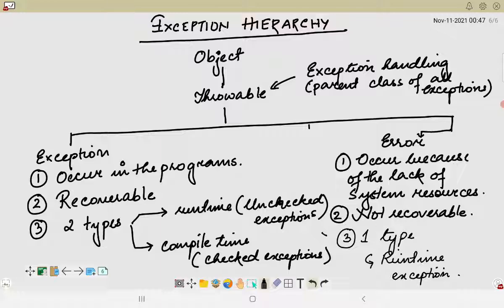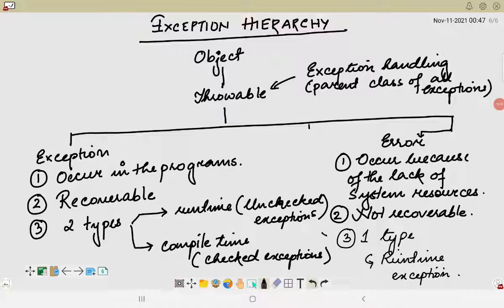And there are two different types of exceptions: the runtime exception and compile time exceptions. They are also known as unchecked and checked exceptions. We will also talk about checked and unchecked exceptions in this video in the later part.